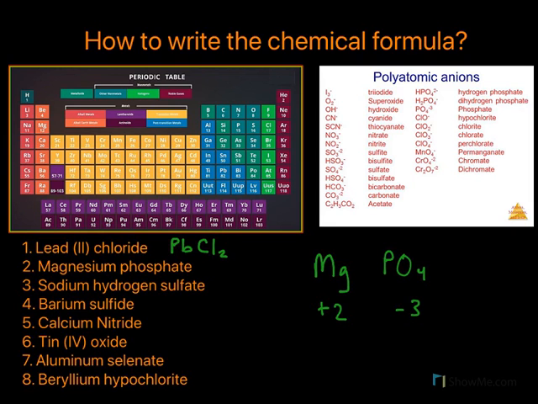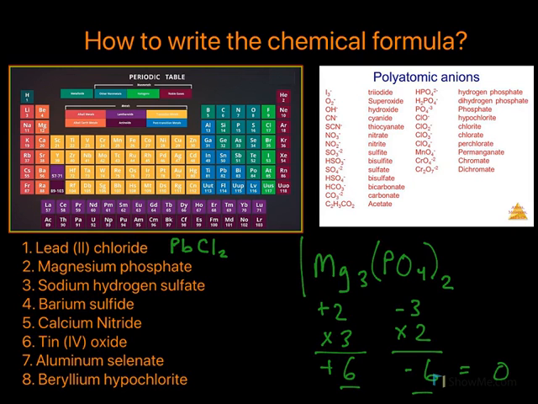To make a 0 or neutral chemical formula, we will need 3 of these and 2 of these, so that the magnesium will have a positive 6 charge and the phosphates will have a negative 6 charge, and if you add this and this together you get 0. So we need 3 of these and 2 of these. So this then is the right chemical formula for magnesium phosphate.